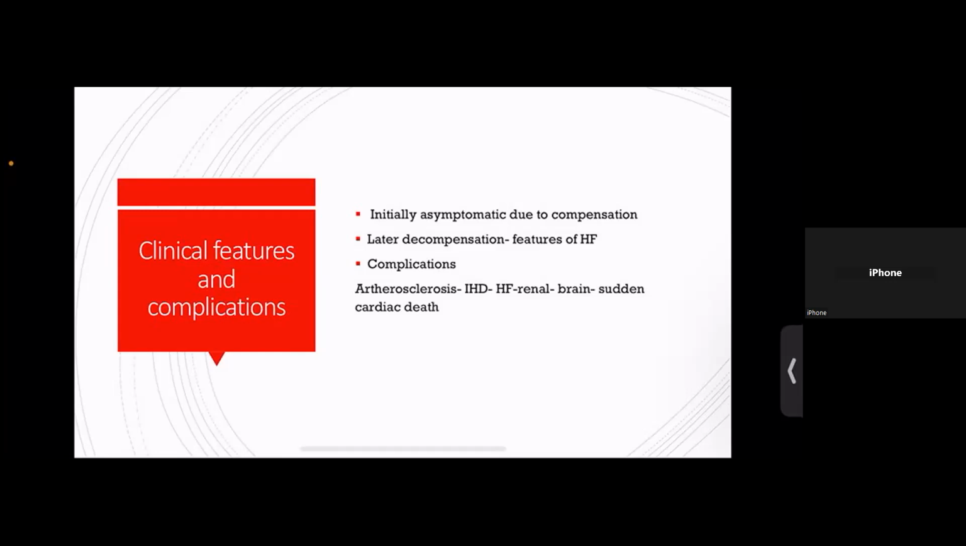Initially, patients with hypertension have no symptoms because the left ventricle is trying to compensate. But later they get decompensation. So they are going to be getting features of heart failure, which all of you know. And then they get complications. So atherosclerosis, ischemic heart disease, heart failure. You know, patients with heart disease, especially with hypertension, their renin-angiotensin system will be highly activated. And that is why one of the drugs we give is ACE inhibitors. So patients with hypertension are likely to have atherosclerosis, ischemic heart disease that we've already talked about. This patient will eventually get heart failure.